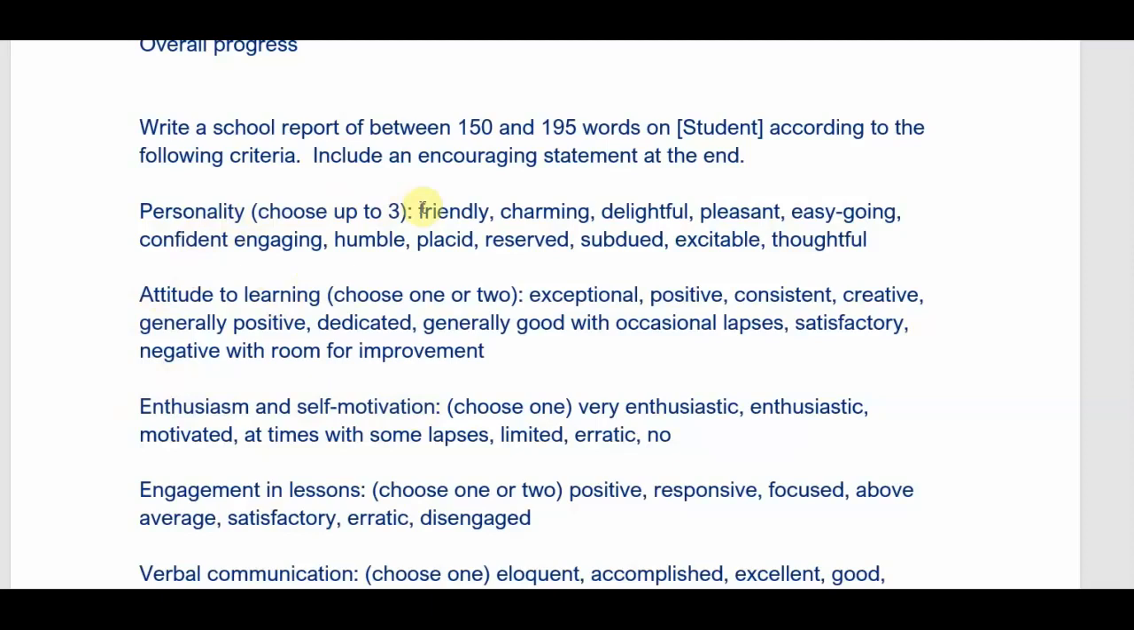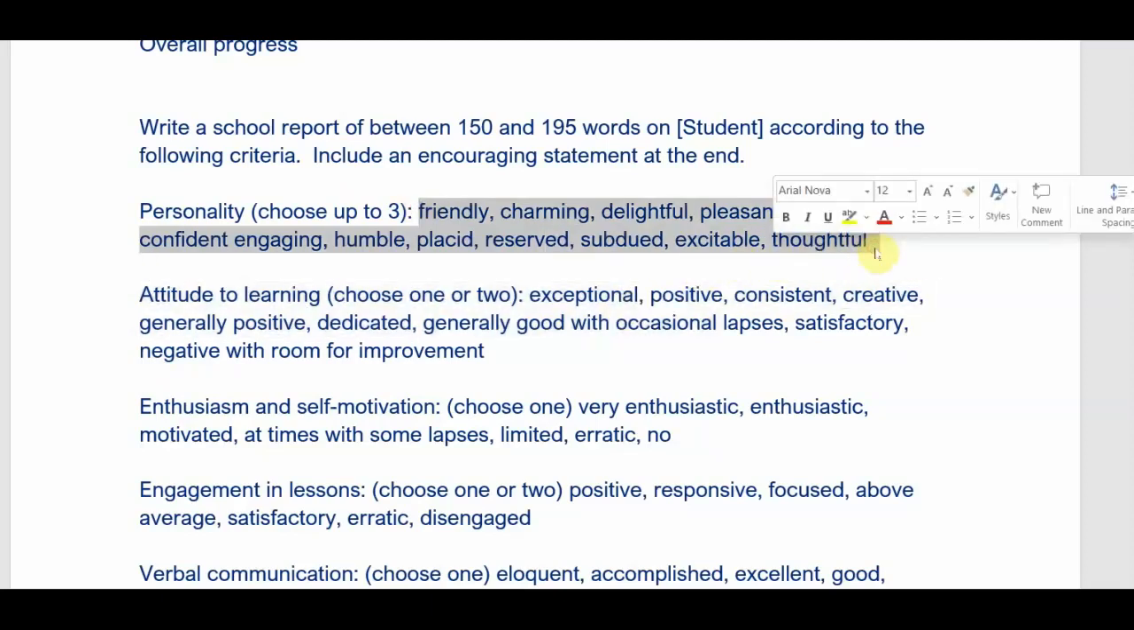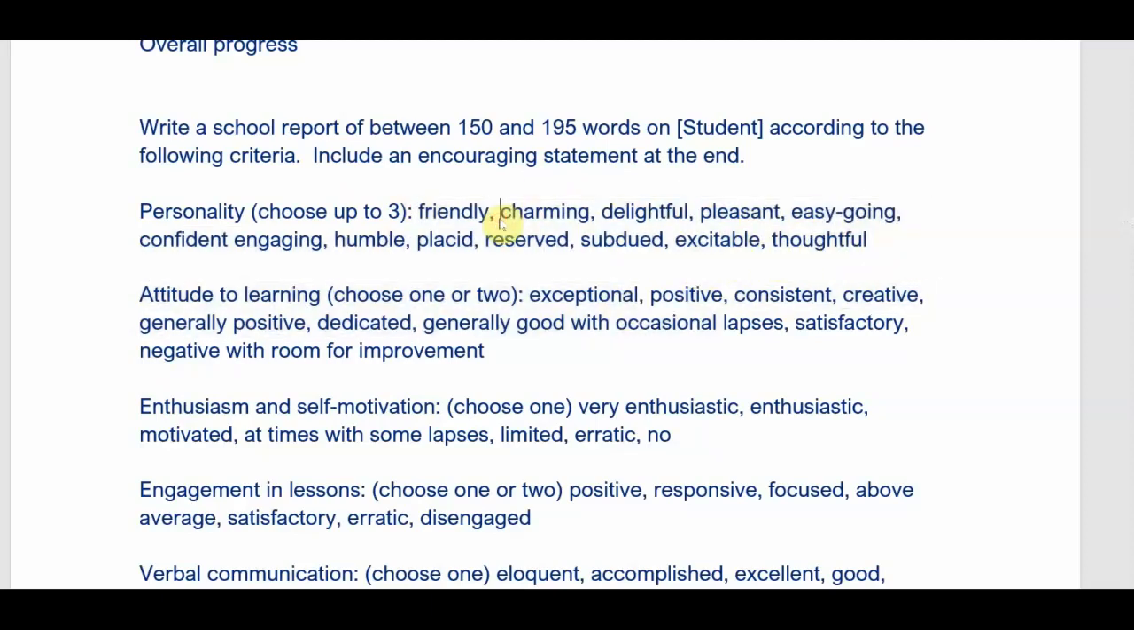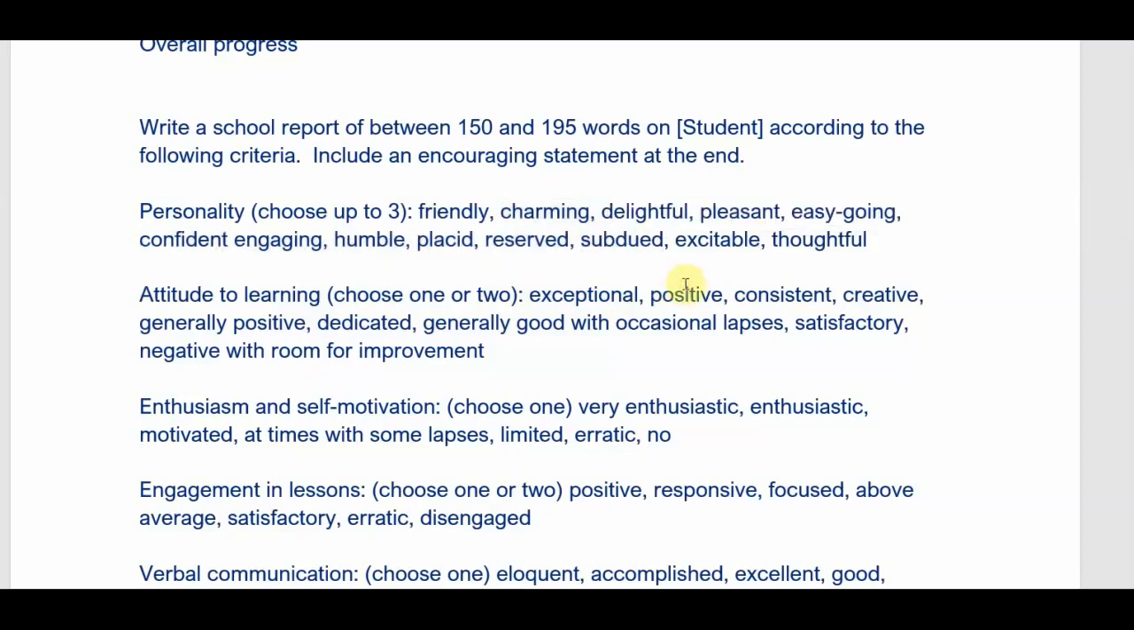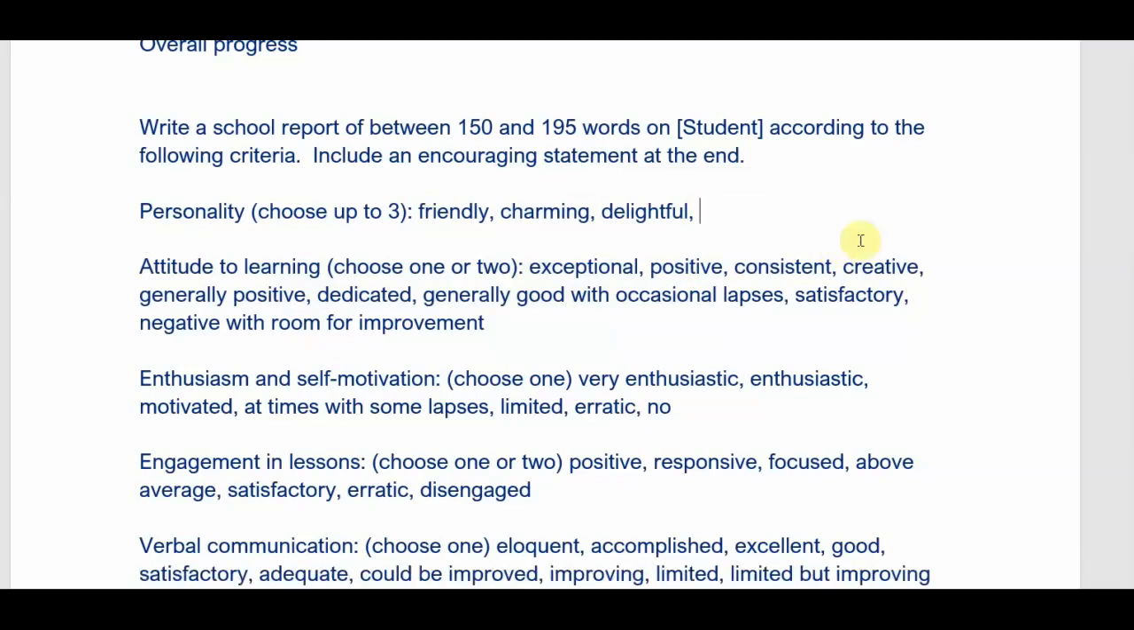Now what you can do with this is to make a copy of this form and then paste it however many times in relation to the number of children that you've got in the class. And then for each one, you delete the adjectives you don't want. So in this particular one, I'm deleting all the ones except for friendly, charming, and delightful.